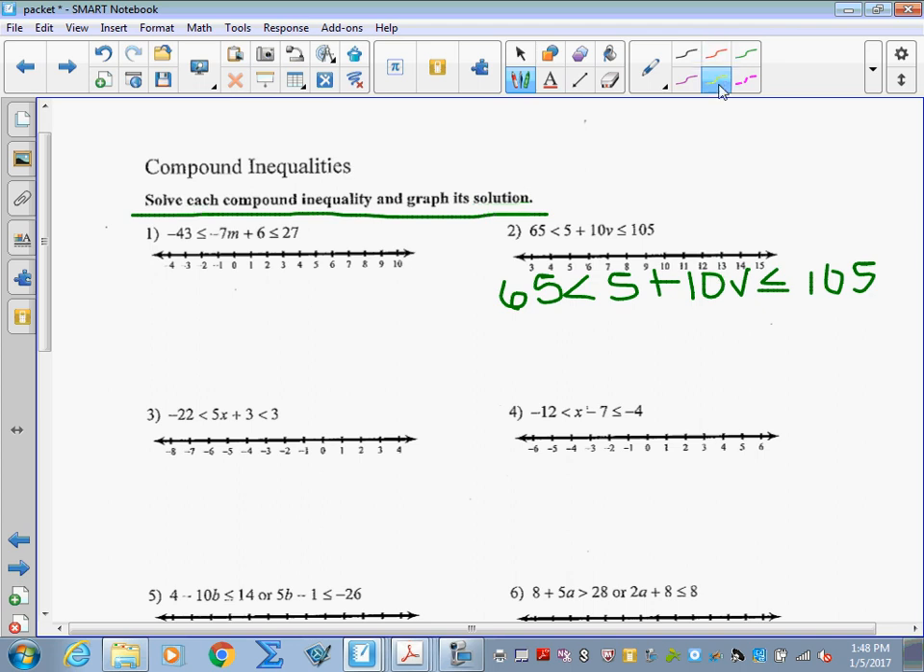So to solve it, you have to isolate this variable in the middle here. So that means I need to get rid of that positive 5, and later on I'll get rid of the times 10. All right? Always do the constant first. So I need to get rid of the positive 5, so I'm going to subtract 5 in the middle, on the left, and on the right. And draw my line.